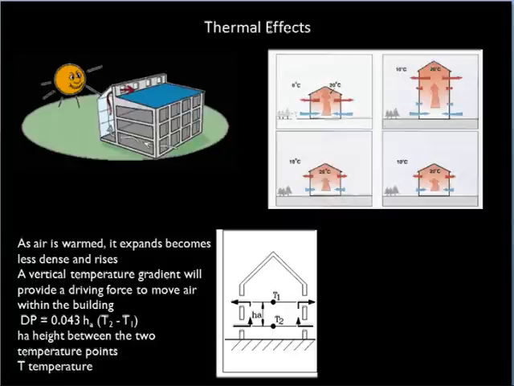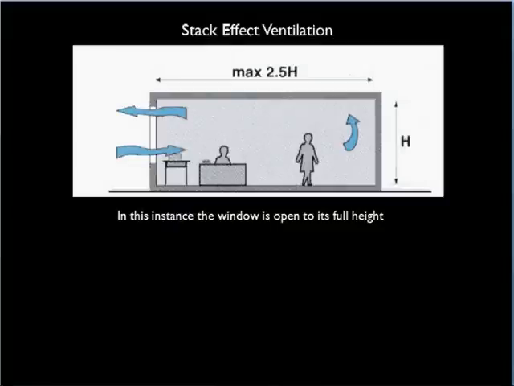So what happens is the air will naturally rise vertically upwards, and the amount of ventilation you get depends on the temperature difference and the height it moves up, which gives the ventilation of that space. In terms of the size of the space, again very much like the single-sided ventilation, about 2.5 times the height of the building. But we need to make sure that the window can be open to its full height, and this is where perhaps windows like sash windows come to the fore.